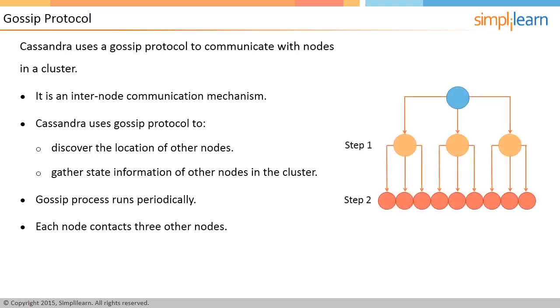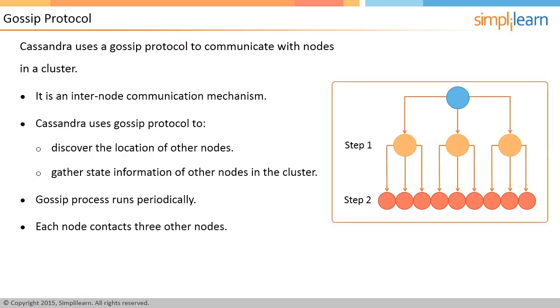The image depicts the Gossip Protocol process. In Step 1, one node connects to 3 other nodes. In Step 2, each of the 3 nodes connects to 3 other nodes, thus connecting to 9 nodes in total in Step 2. So a total of 13 nodes are connected in 2 steps.